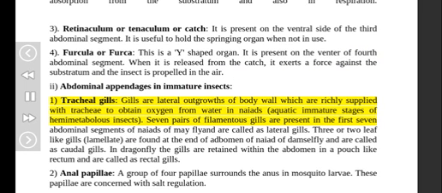Abdominal appendages in immature insects. 1. Tracheal gills. Gills are lateral outgrowths of the body wall which are richly supplied with tracheae to obtain oxygen from water in naiads, the aquatic immature stages of hemimetabolous insects.